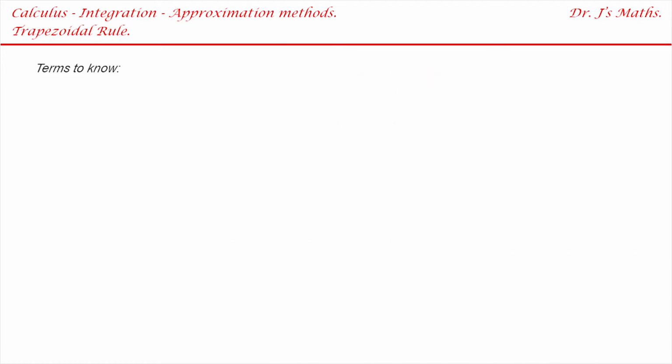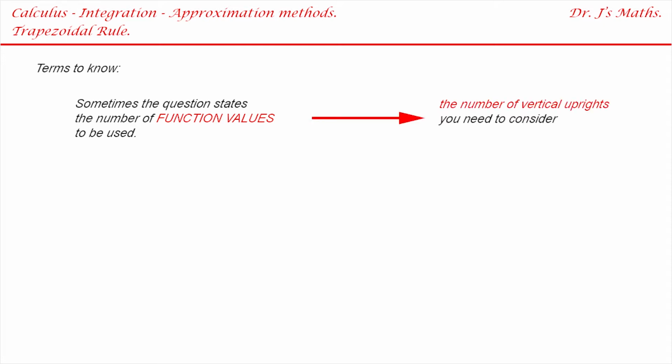Now there's a few terms you need to know if you're going to understand the questions which are going to be asked of you in the exams. The first term is related to function values to be used and the number that you have to use. Well, the function values are simply the number of vertical uprights you need to consider. So in that last question, for example, we had 3 vertical uprights, so we had 3 function values.